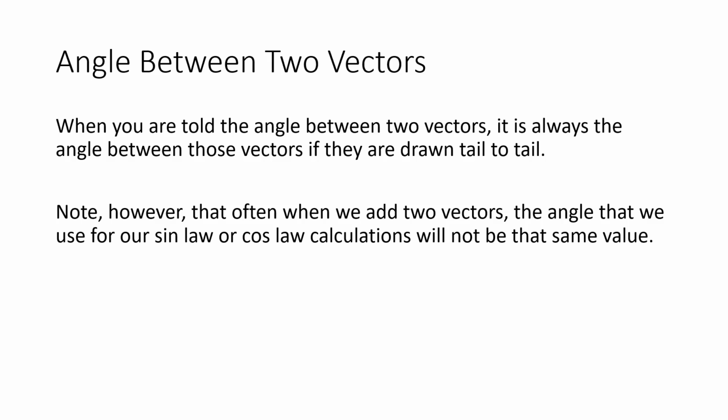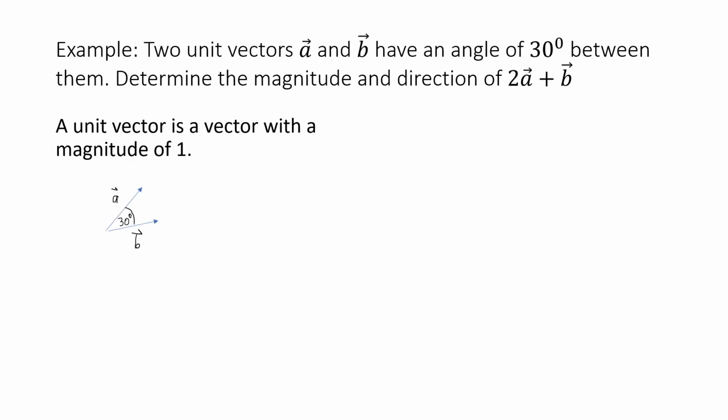Now, when we're told the angle between two vectors, it's always the angle between those vectors if they're drawn tail to tail. But note, however, that when we add two vectors, the angle that we use for our sine law or cos law calculations will often not be the value used when given the angle between two vectors. You'll see what I mean in this next question.